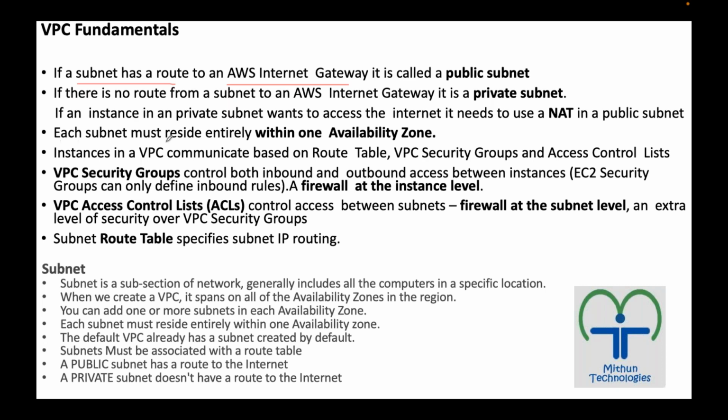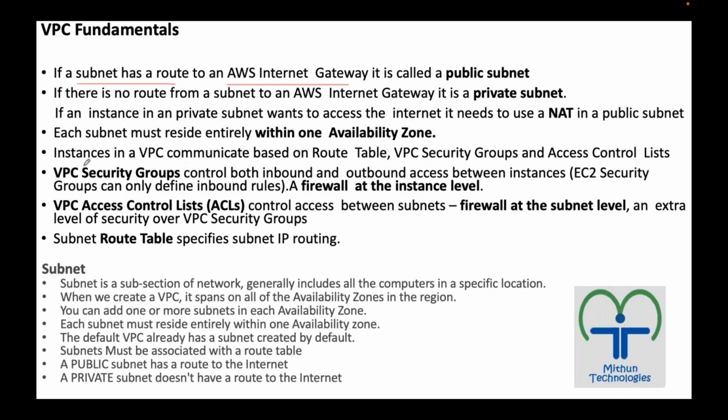So each subnet must reside within only one availability zone. Can I create a subnetwork that spreads between multiple availability zones in that region? No. The subnet can be created in one availability zone. But if required, can I have 4 or 5 subnetworks in the same availability zone? Yes.